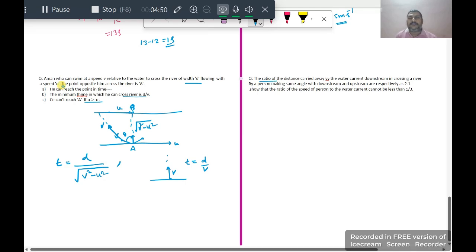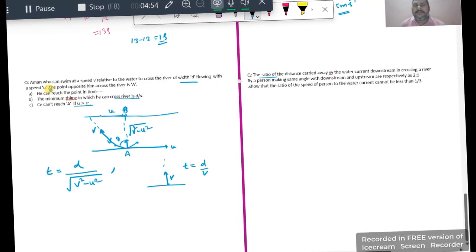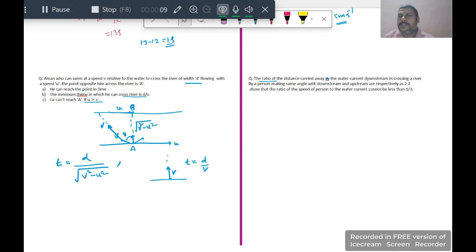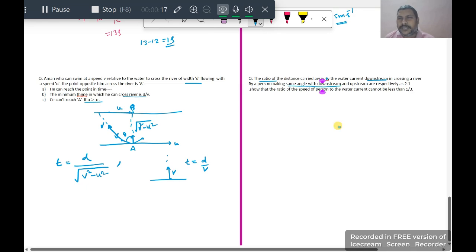Similarly, coming to here, I'll explain this within a short time. The ratio of the distance carried away by the water current downstream in crossing a river by a person making the same angle with the downstream and upstream are respectively 2:1. What are the distances? The drifts x1 is to x2 is equal to 2:1. So the ratio of speed of person to the water current cannot be less than 1 by 3, meaning v by u should not be less than 1 by 3. This is what I am going to show.